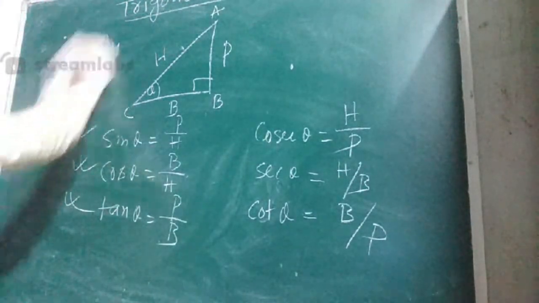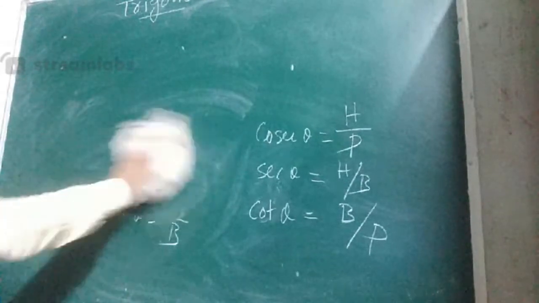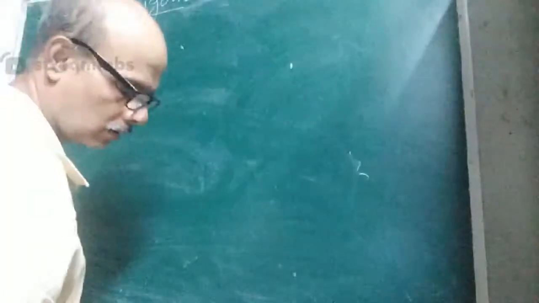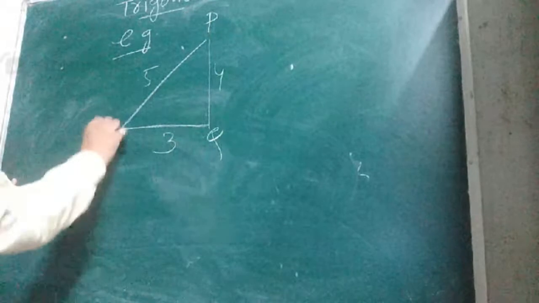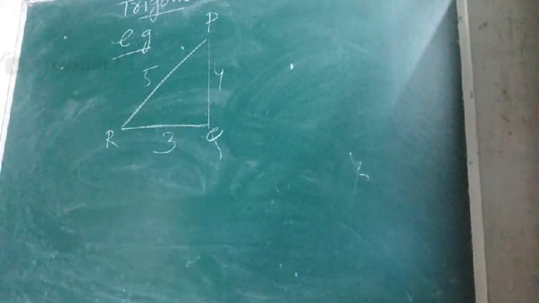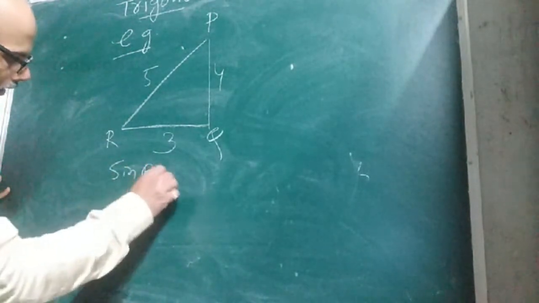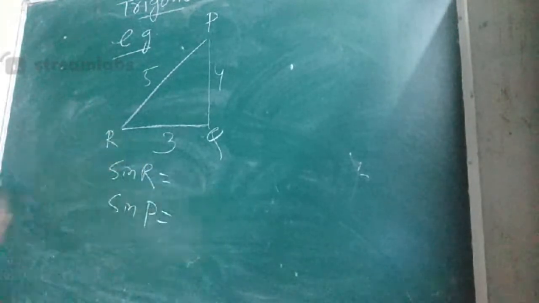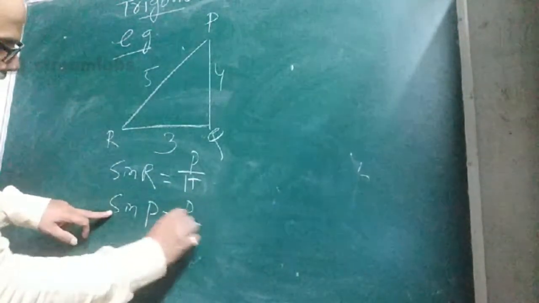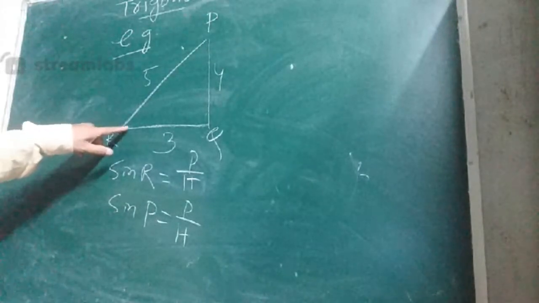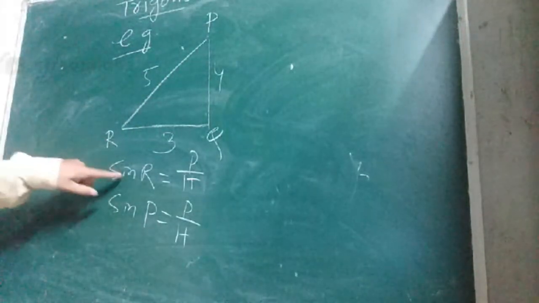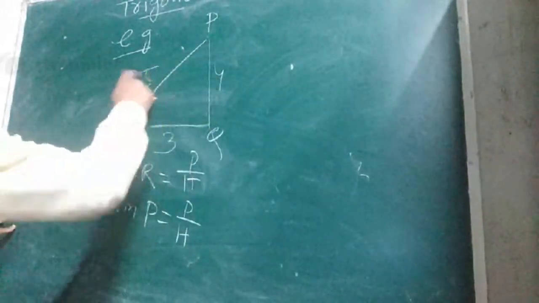So again I am telling that, one more: if it is 5, 4, 3, suppose that triangle name is PQR. If someone asks you what is sine R and what is sine P. Sine formula is P by H. But with respect to R, R is that one. Means base is this, perpendicular is this, hypotenuse is this for R. So sine R is P by H, that is 4 by 5 is your answer.